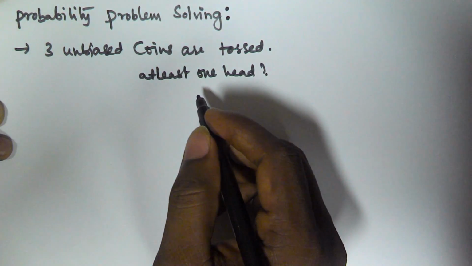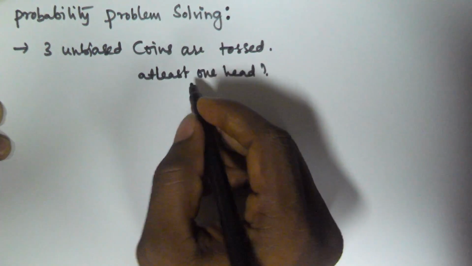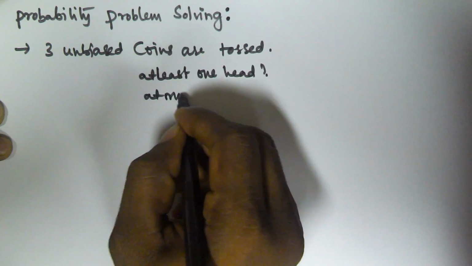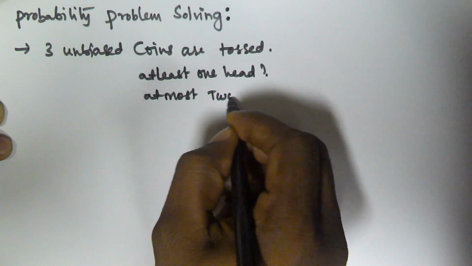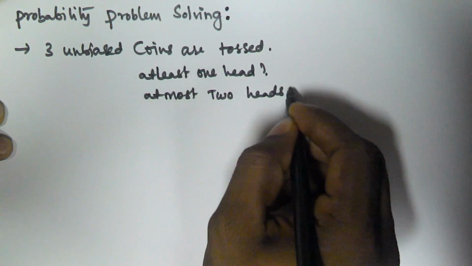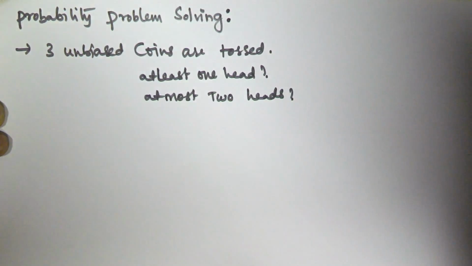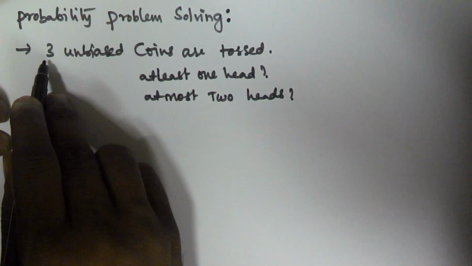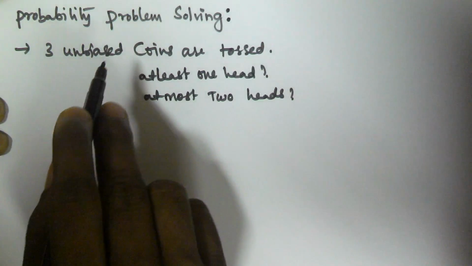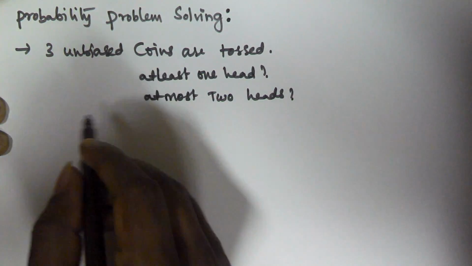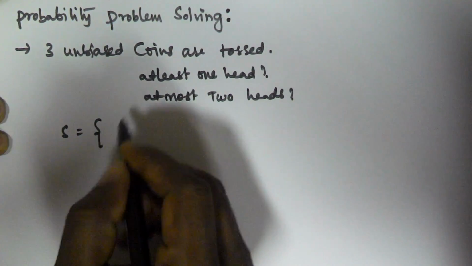Okay, at least one head, or at most two heads. At most two heads. So whenever we toss three unbiased coins, the sample space is going to be contained.